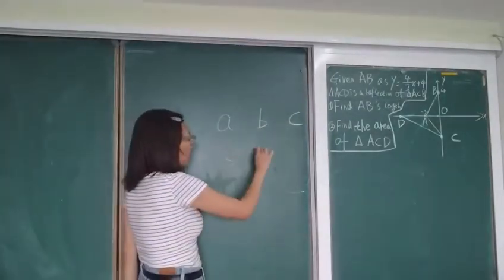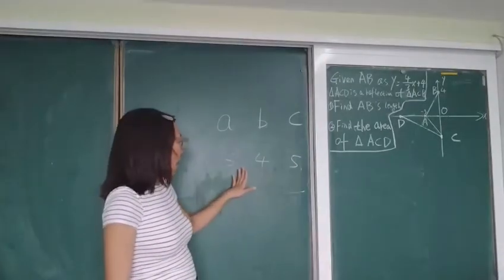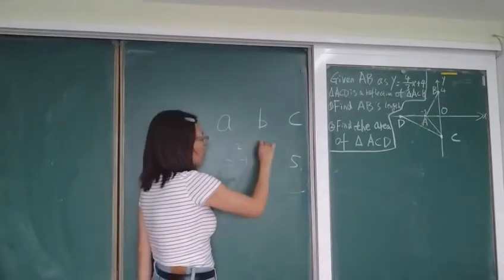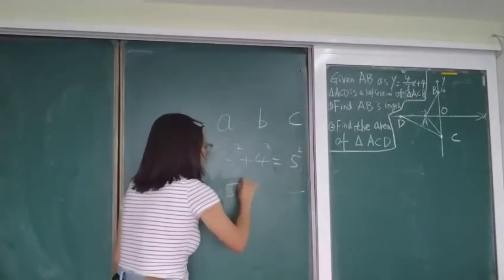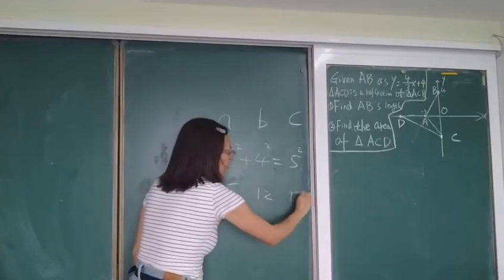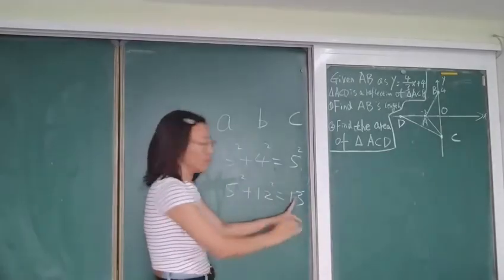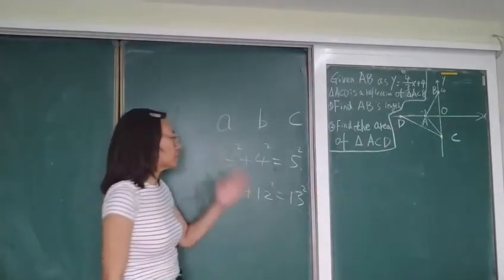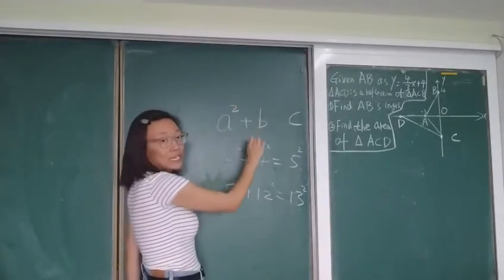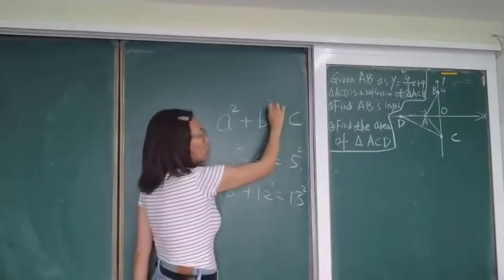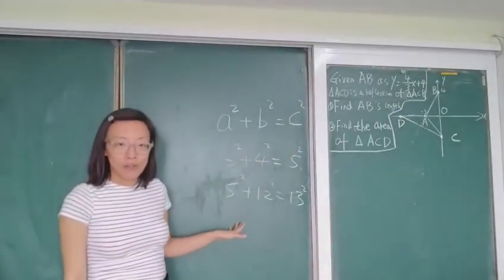For example, if I give you 3, 4, 5, 3 squared plus 4 squared is 5 squared. If I give you 5, 12, 13, 5 squared plus 12 squared is 13 squared. So this is A squared plus B squared is C squared. This is your Pythagorean theorem.